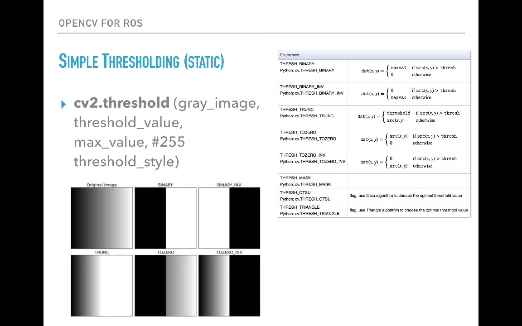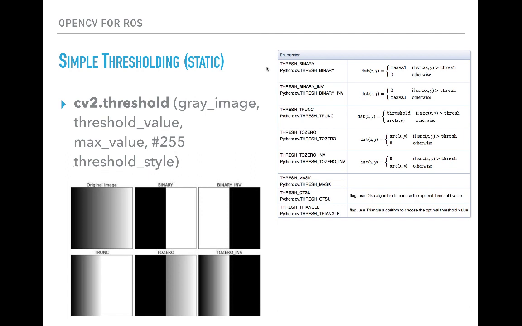Simple thresholding uses a very simple formula, as I already explained. If the pixel is greater than a certain threshold value, then it will be assigned to a white color, 255, and if it is smaller than a threshold value, it will be assigned to a black color, 0. And in OpenCV, we use the method cv2.threshold, and it takes as input the gray image itself, and then the threshold value, which is a value between 0 and 255, the maximum value. So typically in a grayscale image, the maximum value is equal to 255 because the color is encoded on 8 bits. And finally, the threshold style.